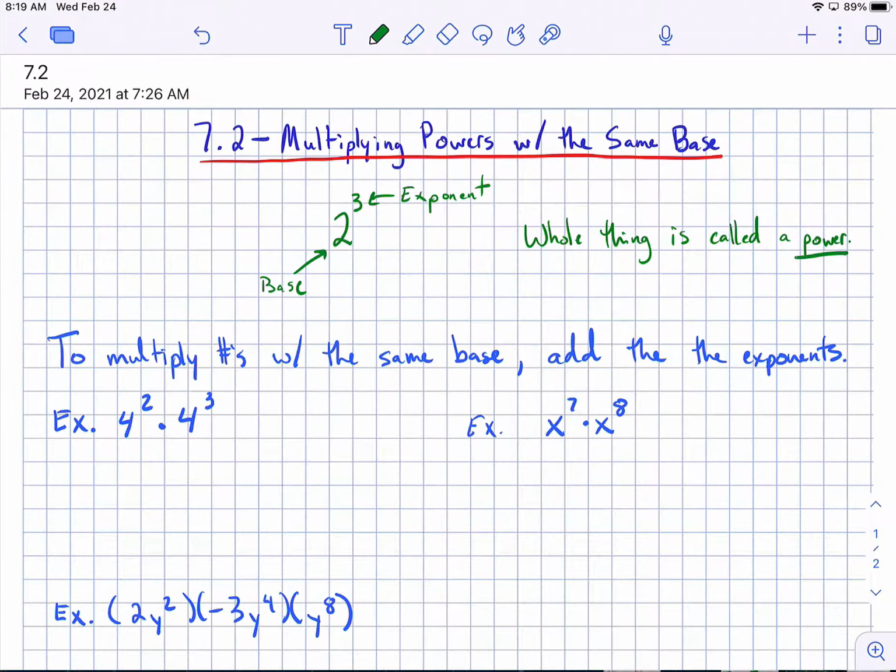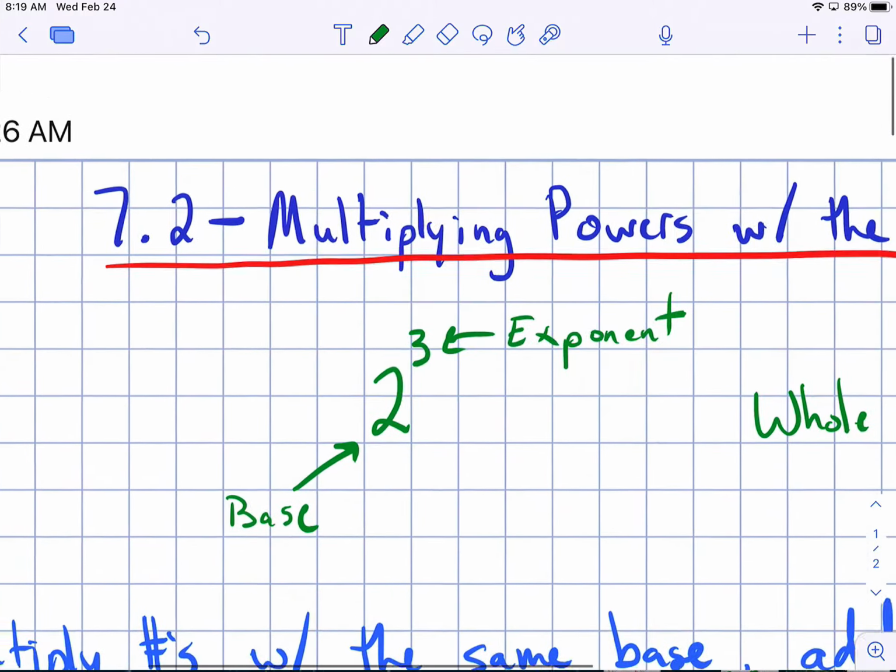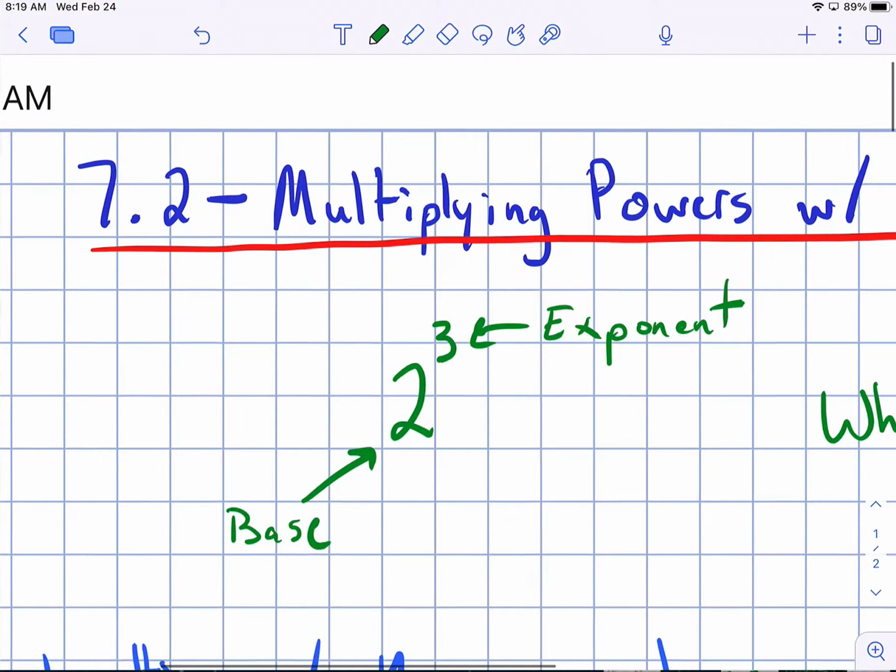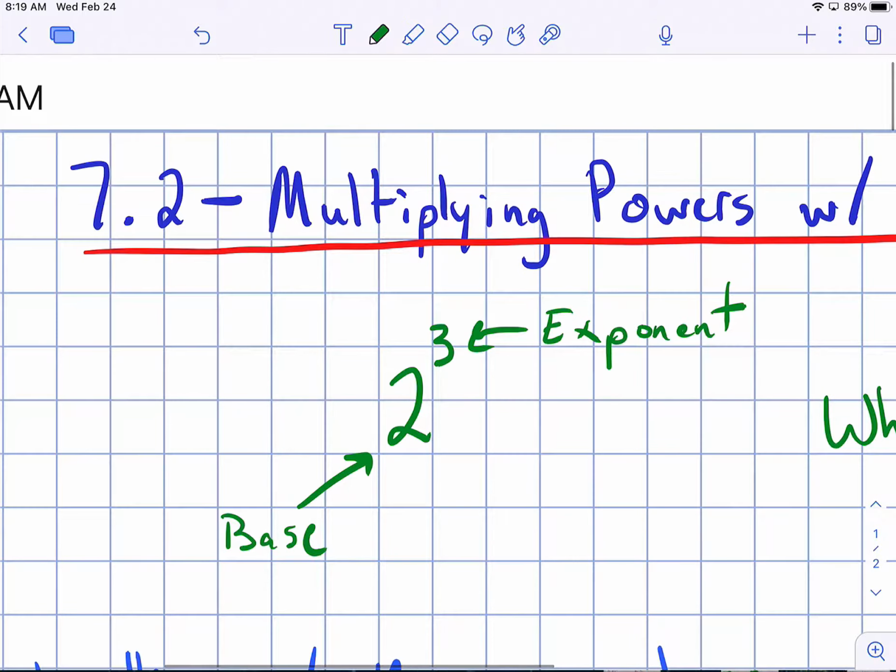All right, everybody, here's 7.2, and 7.2 is multiplying powers with the same base. The first thing I want to start with is this part that I'm zooming in on, vocabulary-wise. I'm going to say certain things, base and exponent, and that kind of stuff. I just want to make sure we understand what I'm talking about.